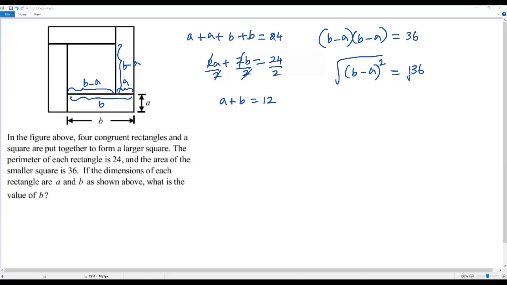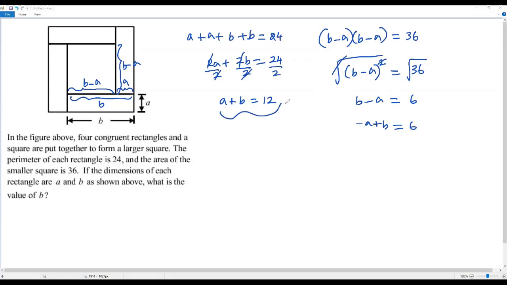Now to get rid of this square, I have to take the square root on both sides. Let me do it. When I take the square root on both sides, the square root and square will cancel out. I am getting B minus A on the left side. The square root of 36 is just 6. Whenever I take the square root on both sides of an equation, for this number we have to consider a positive or negative sign. But here B minus A represents the length of the side of a square. The length of the side of a square cannot be negative, it always has to be positive. So here for this 6 we can consider only the positive sign. And we can write this B minus A as negative A plus B equals 6.